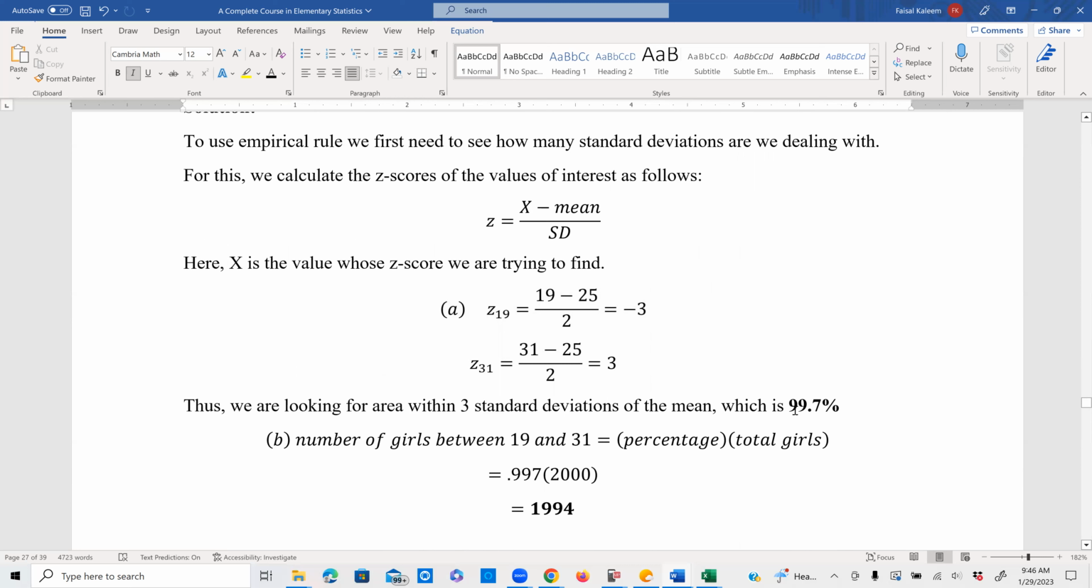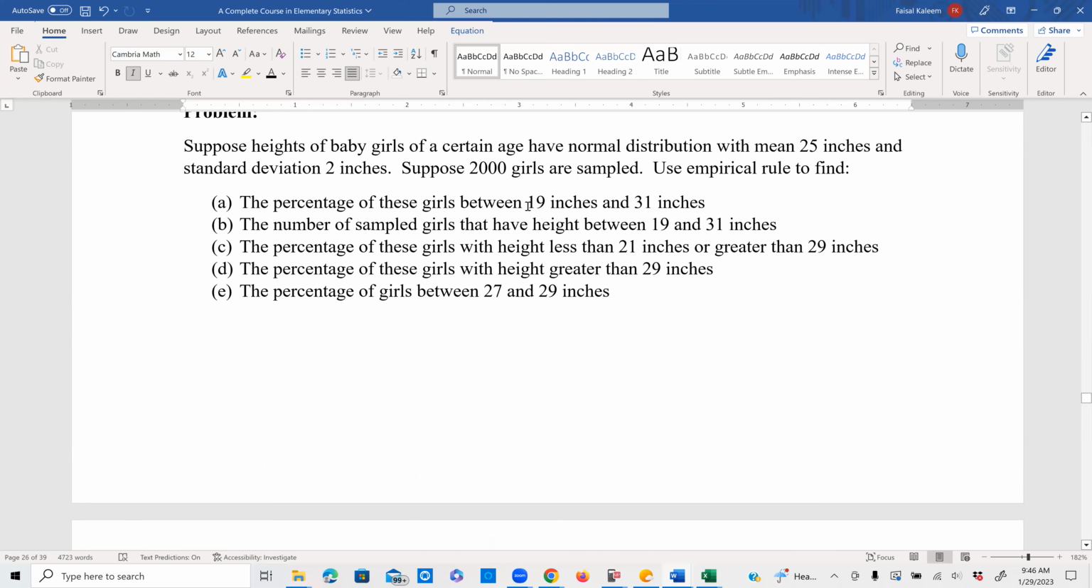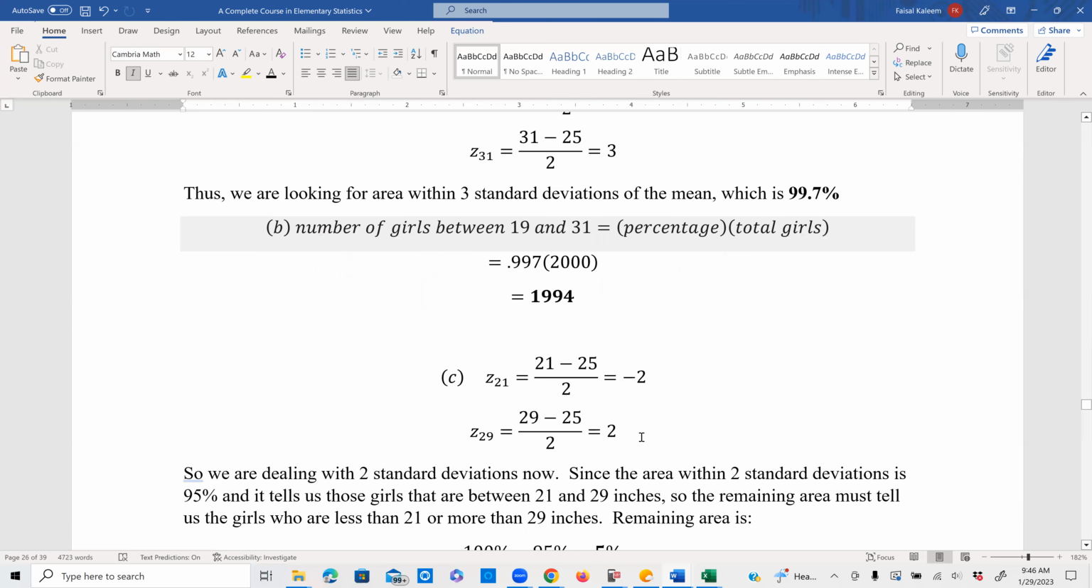And then here they're asking the number of girls between 19 and 31. In part A, it was the percentage of girls between 19 and 31. In part B, it's the number of girls between 19 and 31. So total girls are 2,000. And if 99.7% fall in these two values, then to calculate what number falls, you just multiply 99.7% by 2,000. 99.7% means 0.997 times 2,000, that's 1994. So that's the number of girls that fall between these two heights.